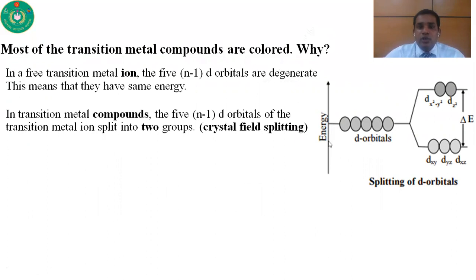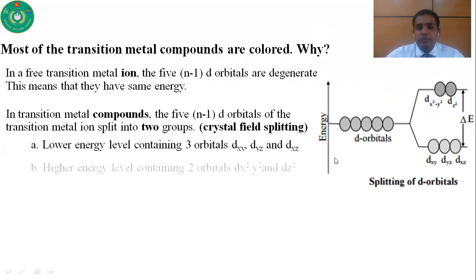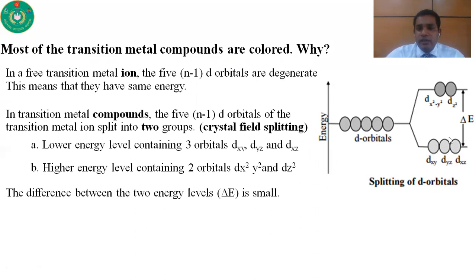when transition metals form compounds, these 5 d orbitals split into two groups according to crystal field theory. The first one is the lower energy level. This contains 3 orbitals: dxy, dyz and dzx. And the higher energy level contains 2 orbitals, that is dx square minus y square and dz square. And it is noticed that the difference between the two energy levels is very small.